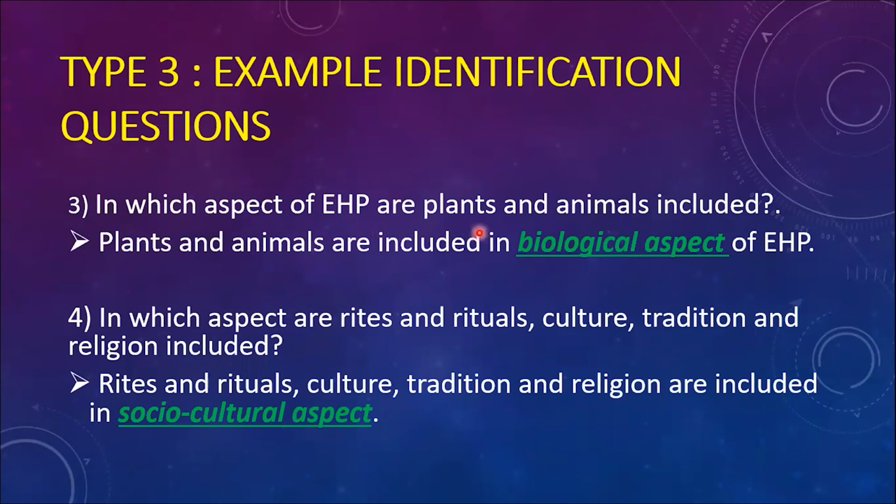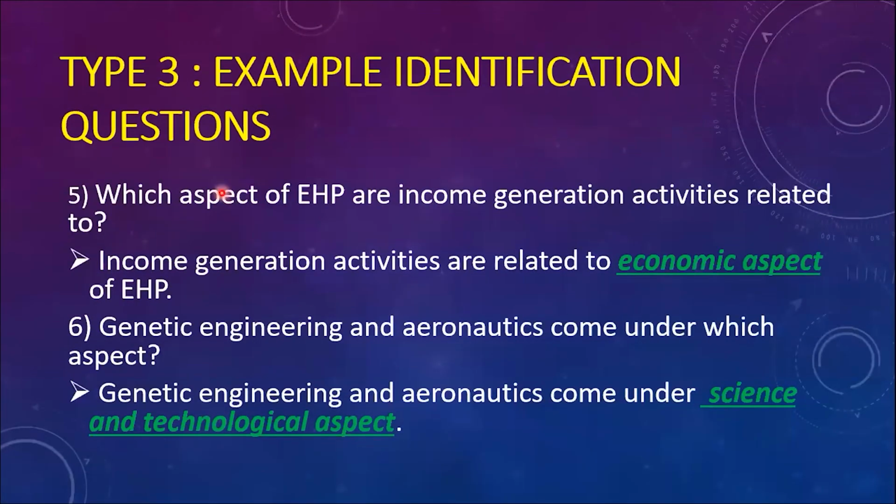In which aspect of ESP are plants and animals included? Plants and animals are included in biological aspect. This is very easy. In which aspect are rites and rituals, culture, tradition and religion included? Rites and rituals, culture, tradition and religion are included in socio-cultural aspect. So while writing answer, you always underline the keyword. It will be easy to check for the teachers. Which aspects of ESP are income generation activities related to? Income generation activities are related to economic aspect of ESP.